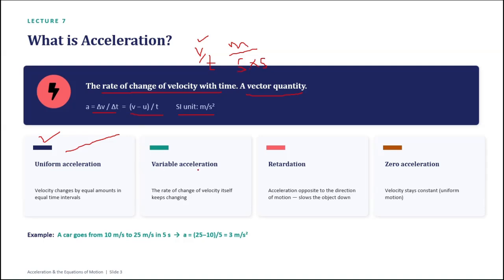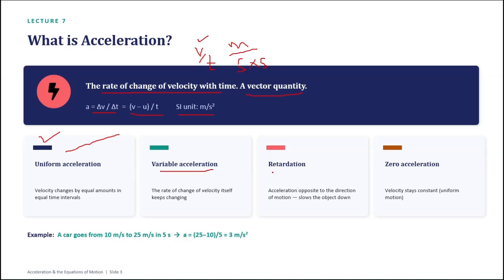In variable acceleration, the rate of change of velocity itself keeps changing. So here again, the velocity is changing with time, but the change is not uniform. It's a variable change. Sometimes the velocity gets too high, sometimes it gets a bit low. So acceleration is there, but it is variable acceleration. Okay.